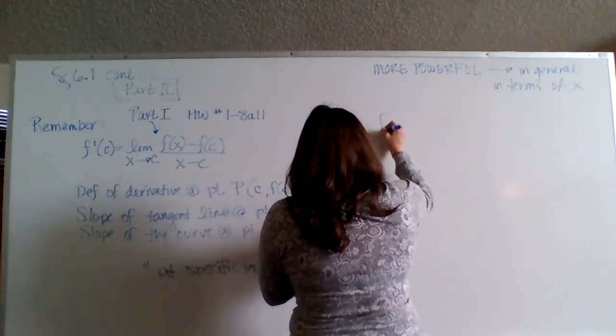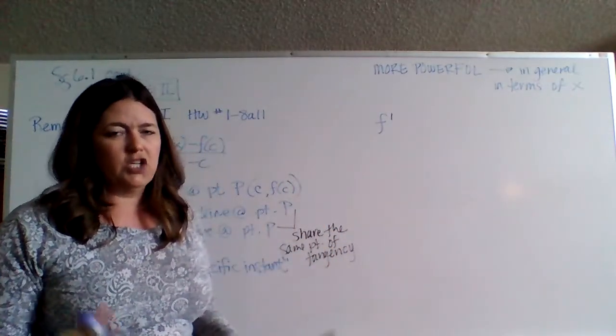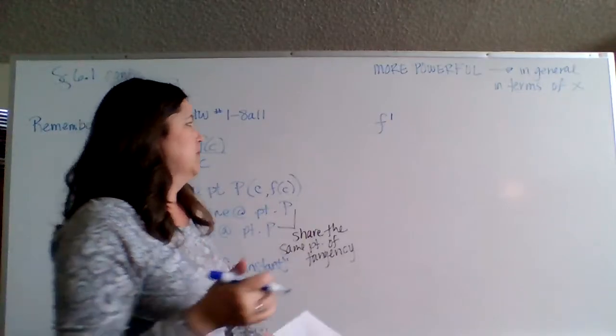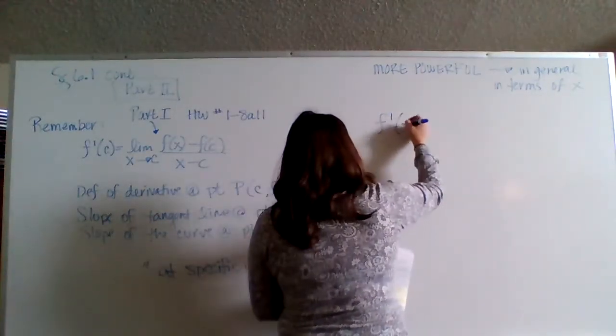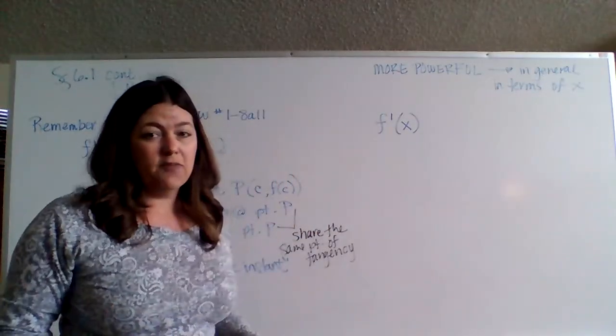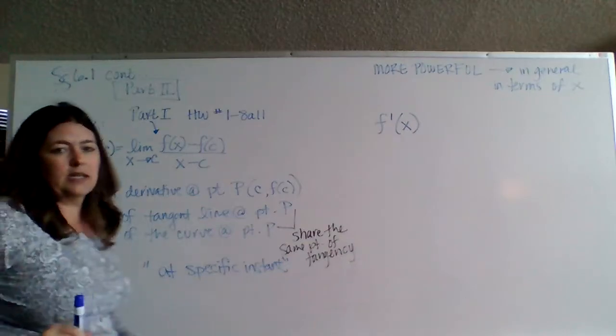So again, we're finding the derivative, so we're going to write f prime. A lot of times we're going to be in function notation. This is the easiest of the derivative notations. We're going to learn others along the way. This one we start with because it's the easiest. And it's the more powerful formula because it's in general in terms of x, so it's f prime of x, not f prime of a certain number c, right? That's at a specific point.